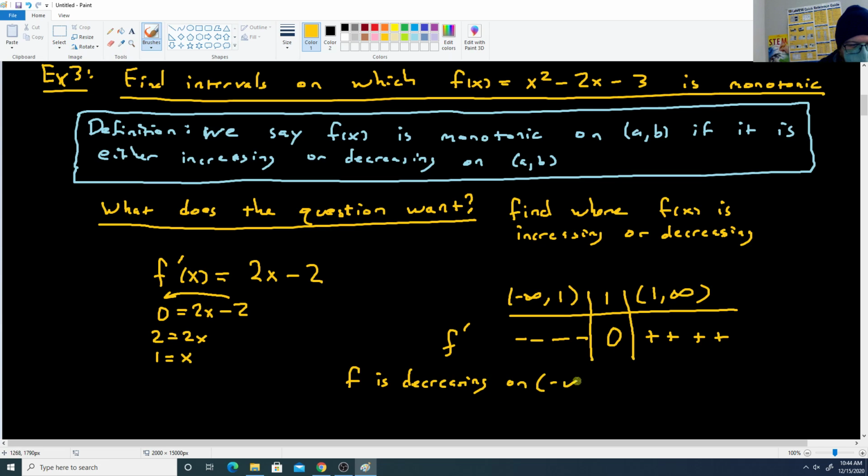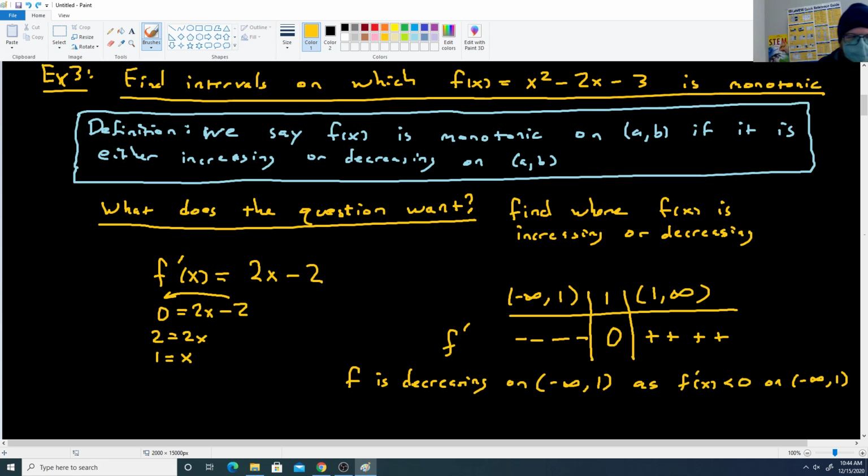on negative infinity to 1, as f prime of x is less than 0 on negative infinity up to 1. So rather than just saying it's decreasing because we have the chart there, we can use the chart to help us, but we have to fully state why the function is decreasing. What's indicating the function's decreasing on that region is the first derivative is less than 0.